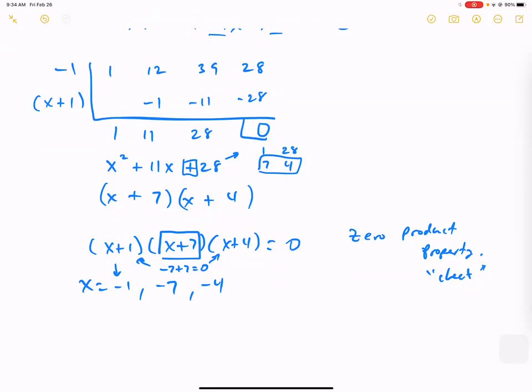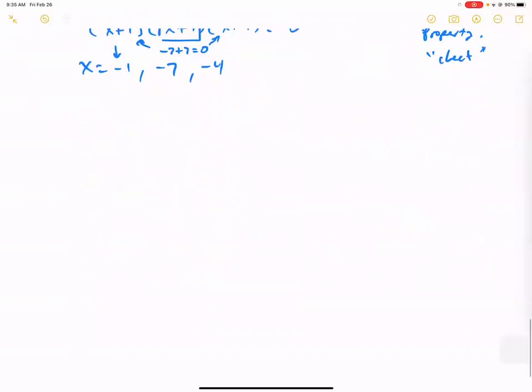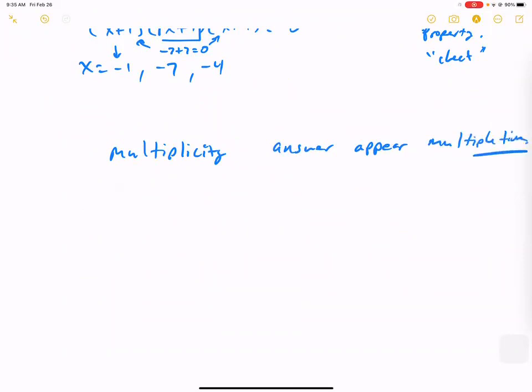The last part of the homework I want you guys to practice is what we call multiplicity. We mentioned multiplicity before. When you hear the word multiplicity, it means the answer appears multiple times. So if I give you a question, x squared plus 4x plus 4 is equal to 0, we can factor it.